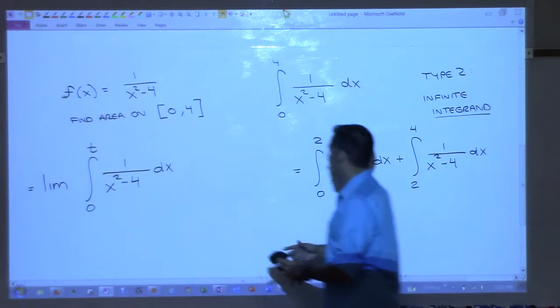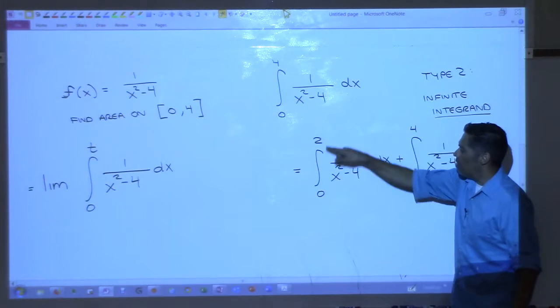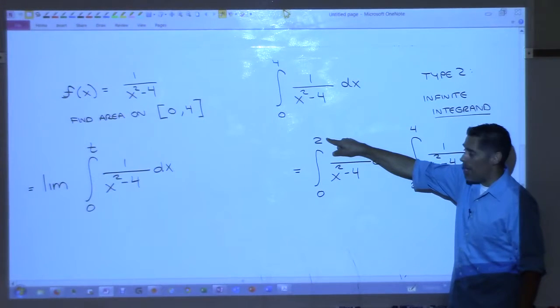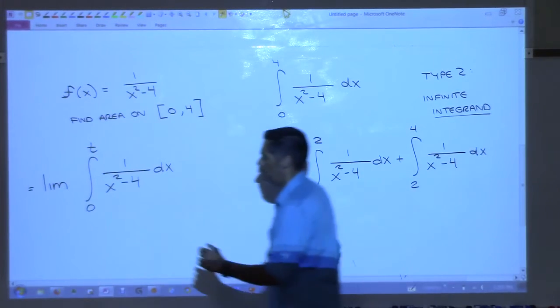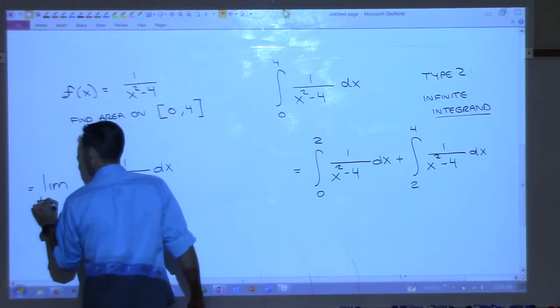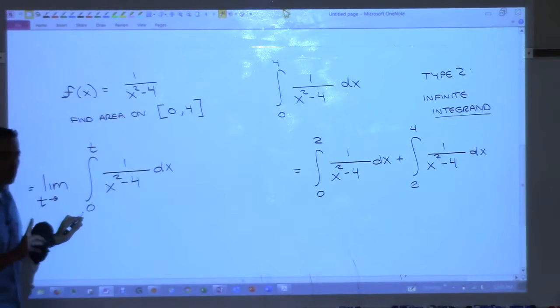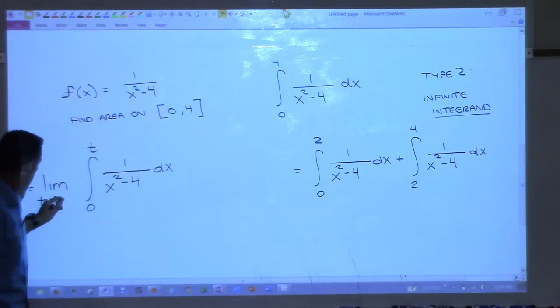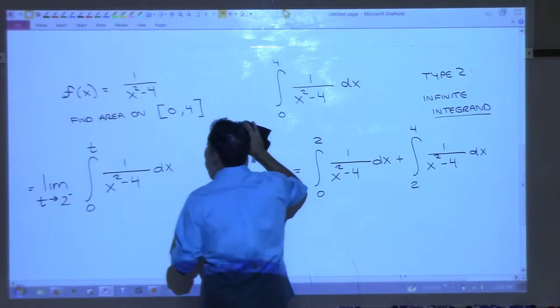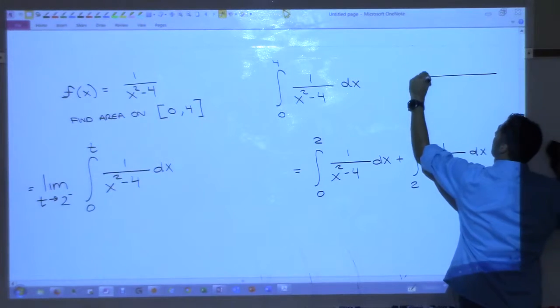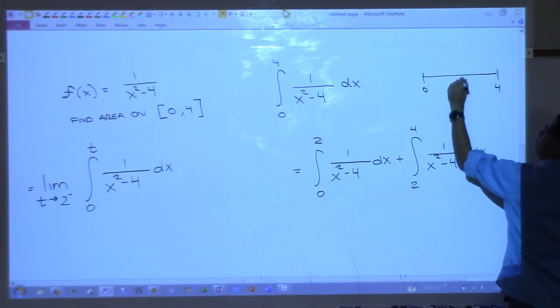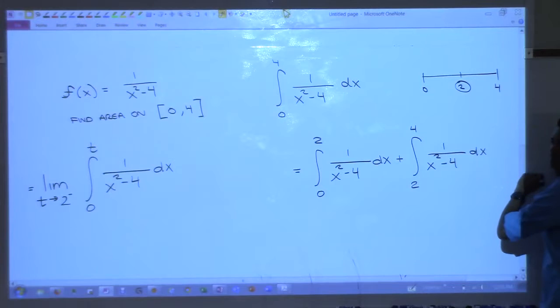So the idea again is I have a problem at 2. So I'm going to go from 0 to t instead. And what's my t going to be approaching? 2. Yes? 2 from the left. I erased the number line, but let me put it back up here. I can put it right here. Remember we had this number line. We were going from 0 to 4, right? We had a problem at 2, didn't we?